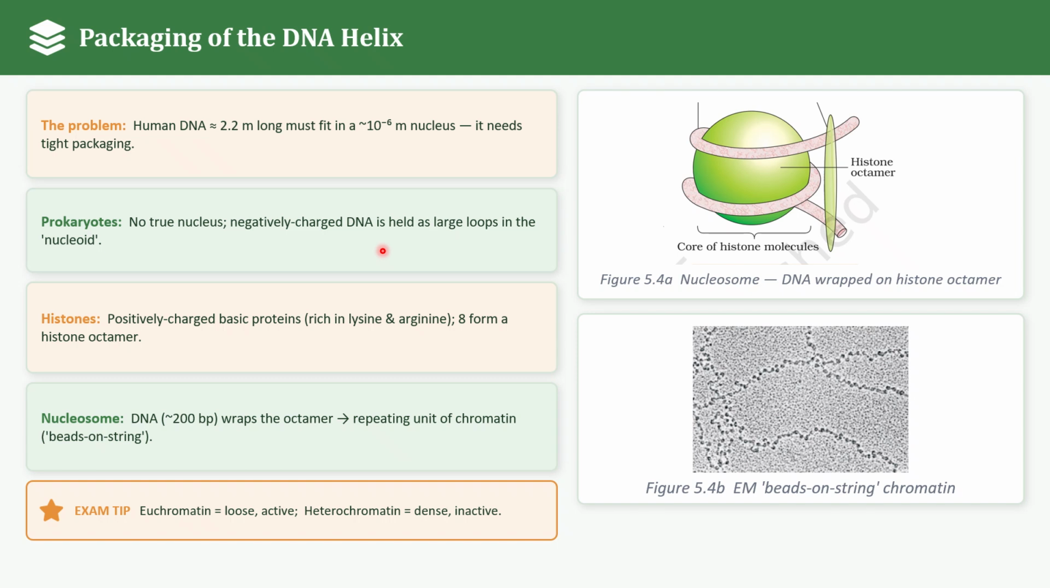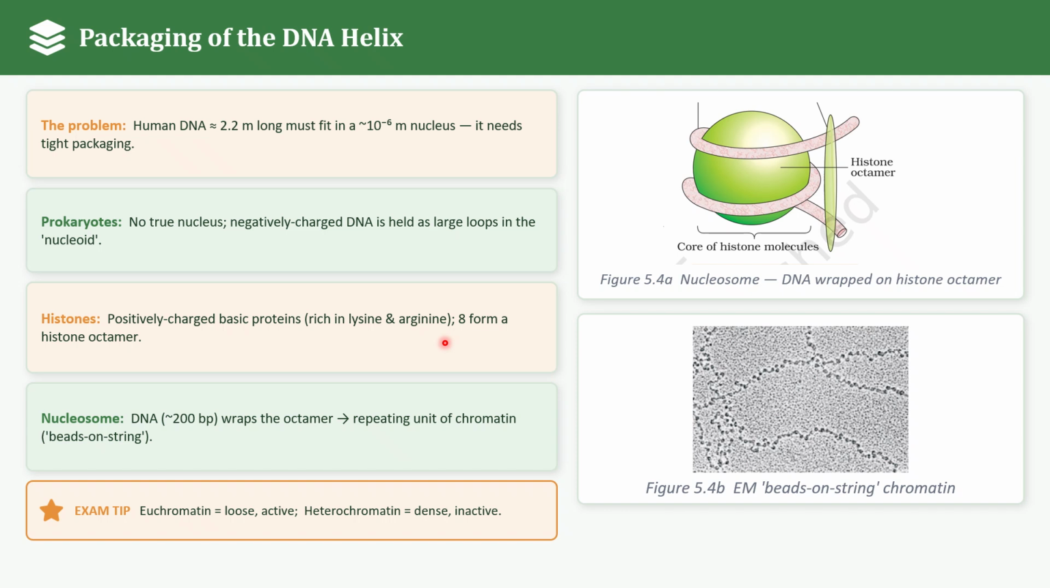And DNA packaging in eukaryotes. Now let us move to the eukaryotic cells such as plant cells and animal cells. See, this eukaryotic DNA is much longer. It requires a more organized method of packaging. So nature uses special proteins called histones. Histones are positively charged basic proteins because they are rich in the amino acids lysine and arginine.